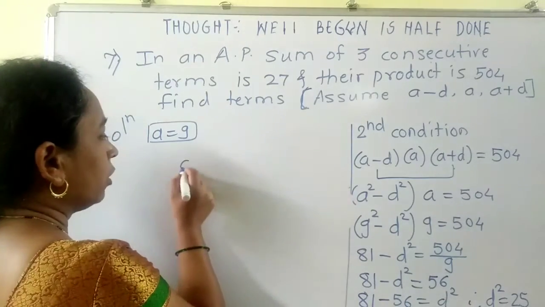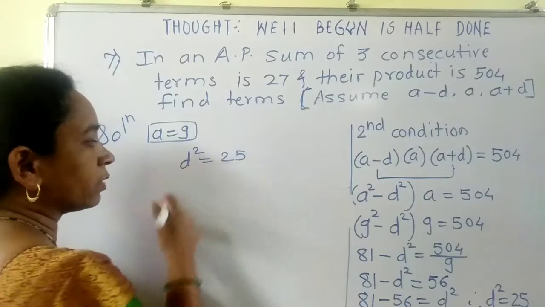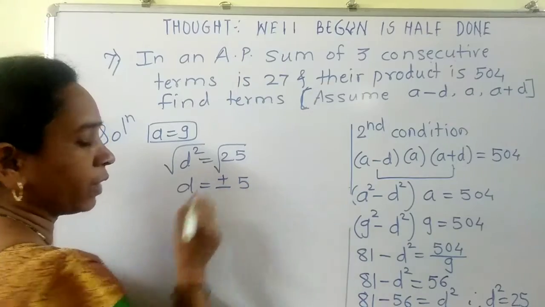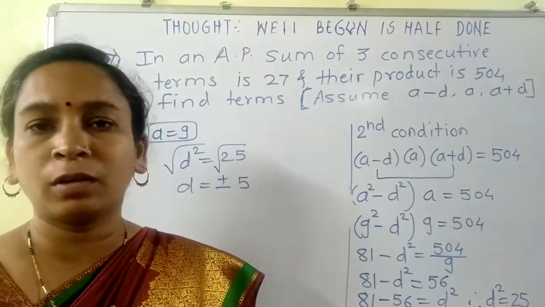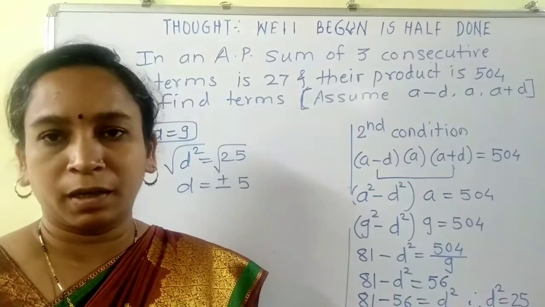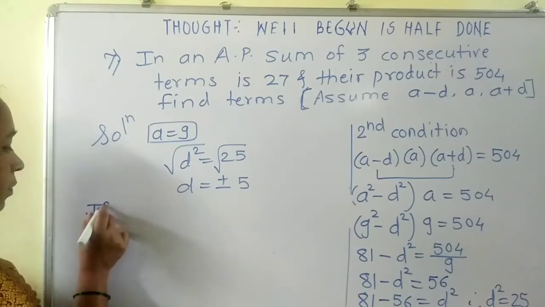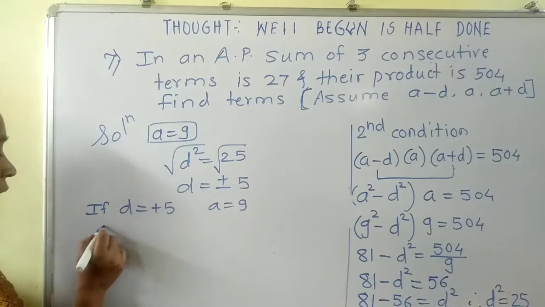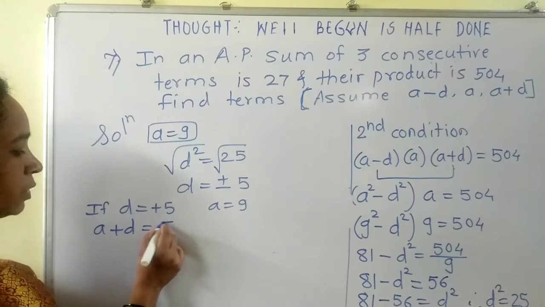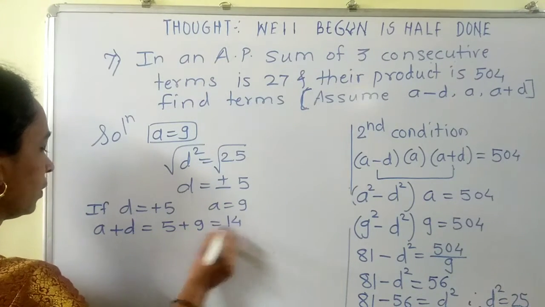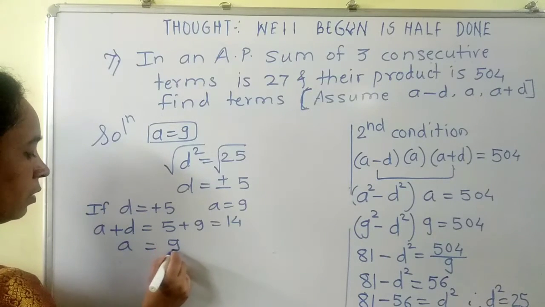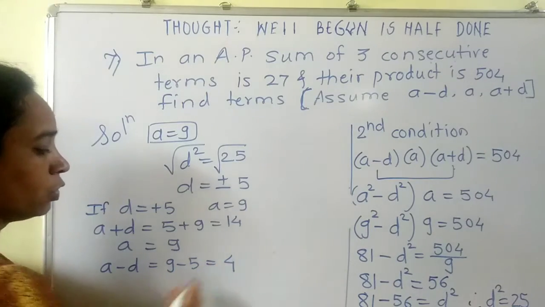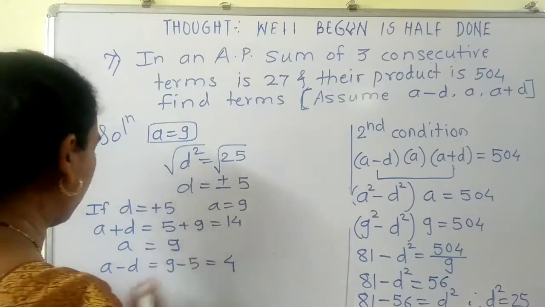So here we have got D square is equal to 25. If you take the square root on both sides, we get D is equal to plus or minus 5. Means D's value is either 5 or negative 5. If D is equal to positive 5, A's value is 9 only. So what are the numbers? A plus D, that means 5 plus 9, 14. A means 9, and A minus D means 9 minus 5, that is 4. So the numbers are 14, 9 and 4.